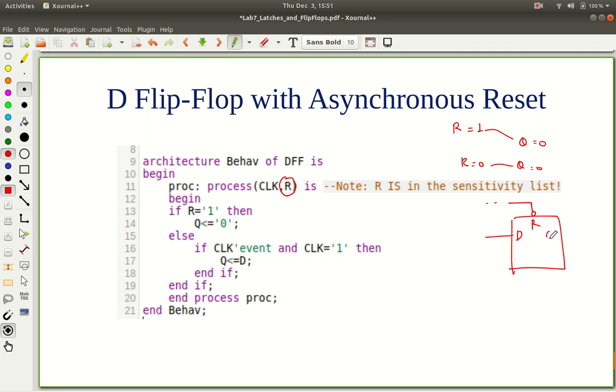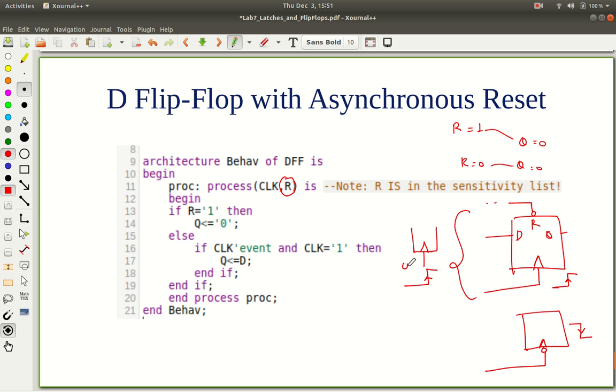So this is D, Q. Similarly, if you have this symbol, it just means it's a positive edge triggered flip-flop, whereas if you have a bubble here, it means it's a negative edge triggered flip-flop. So remember these conventions. The little wedge means positive edge triggering of the clock, if this is a clock signal. And if you have a bubble here, that means this is a negative edge triggered device.